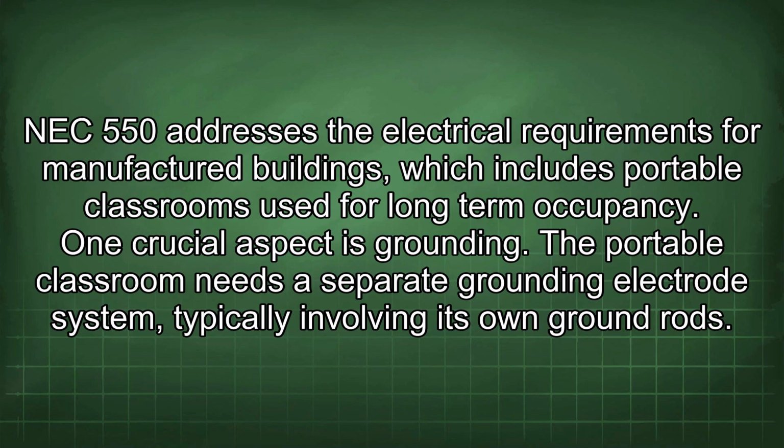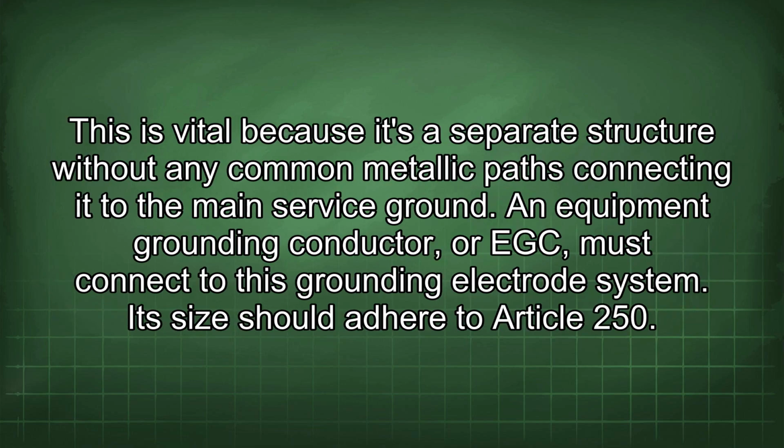NEC 550 addresses the electrical requirements for manufactured buildings, which includes portable classrooms used for long-term occupancy. One crucial aspect is grounding. The portable classroom needs a separate grounding electrode system, typically involving its own ground rods. This is vital because it's a separate structure without any common metallic paths connecting it to the main service ground.